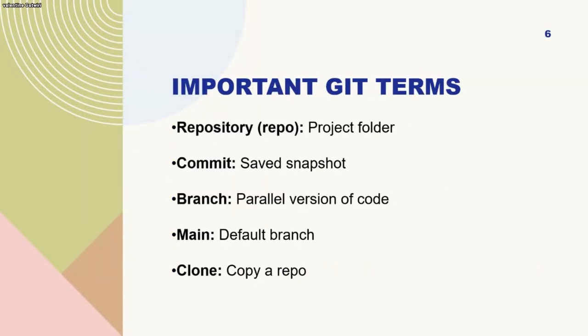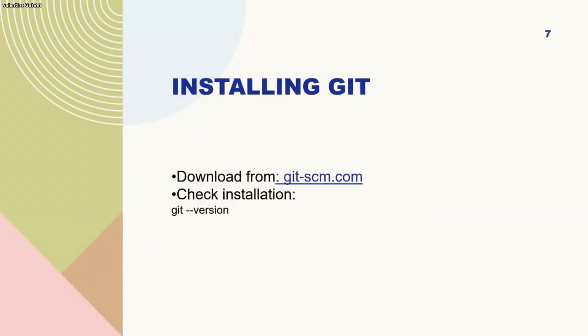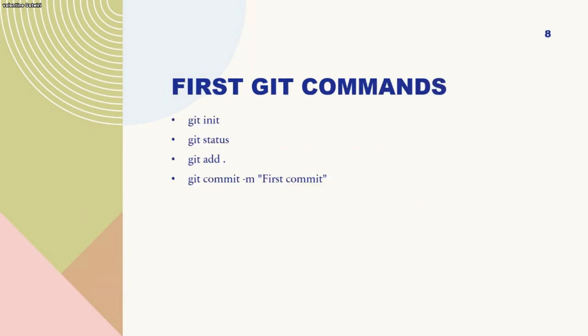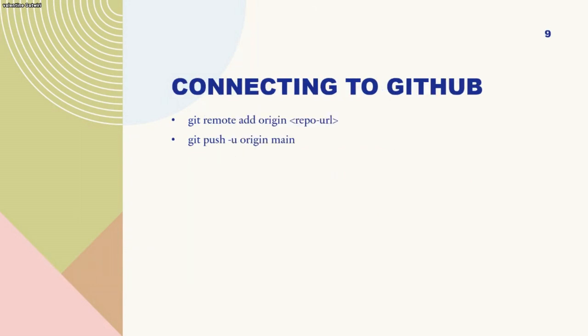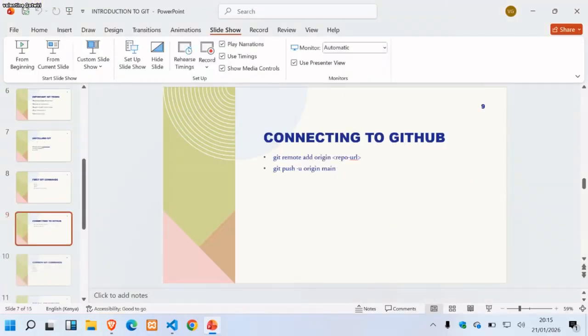Starting from the beginning. Okay, you are here. So here are our first Git commands. It's git init, git status, git add, git commit, and first commit. Yeah, and connecting to GitHub: git remote add origin, then you copy your repo, then you push your code. We can do that practically too.